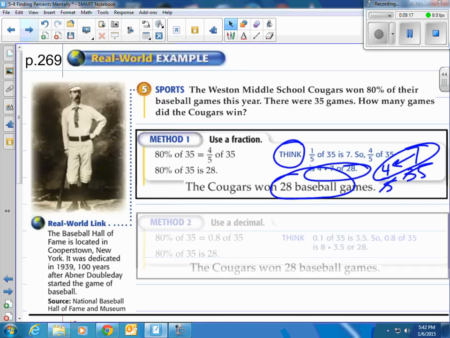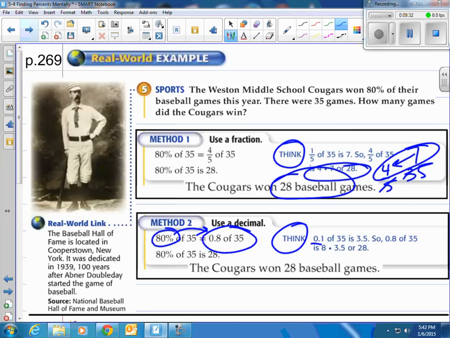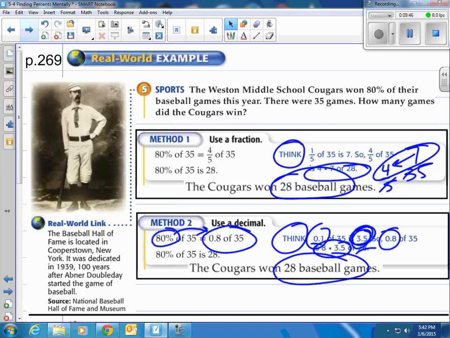The other way we can do this is use a decimal. So we can change 80%, and this is something we'll talk about again in the next lesson. 80%, change that into a decimal, and then just multiply by 0.8. Now, it says think 0.1 of 35 is 3.5. And we need 8 of those 0.1s. So you do 8 times 3.5, which is 28. I think this one actually is a little bit easier if you're doing it in your head mentally.